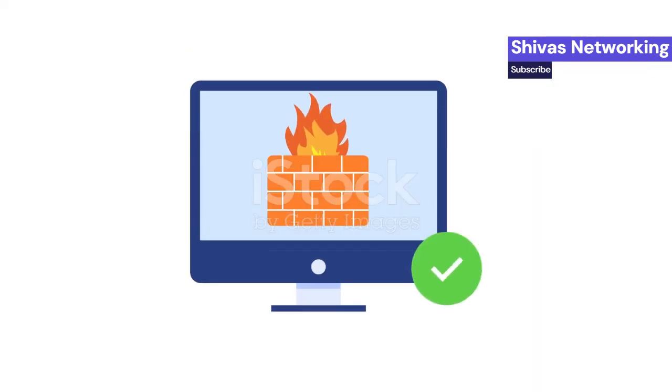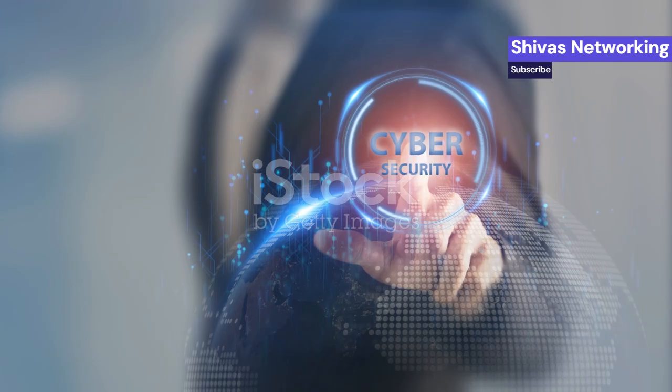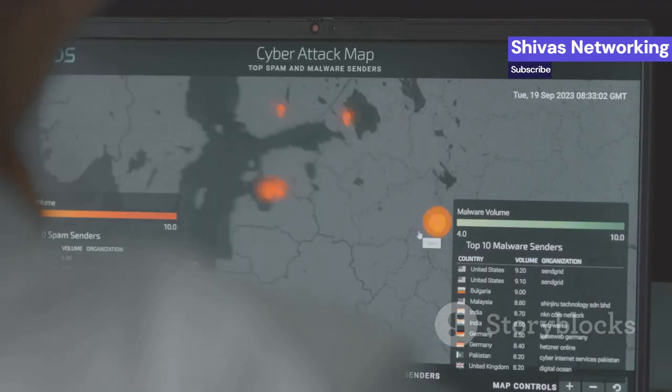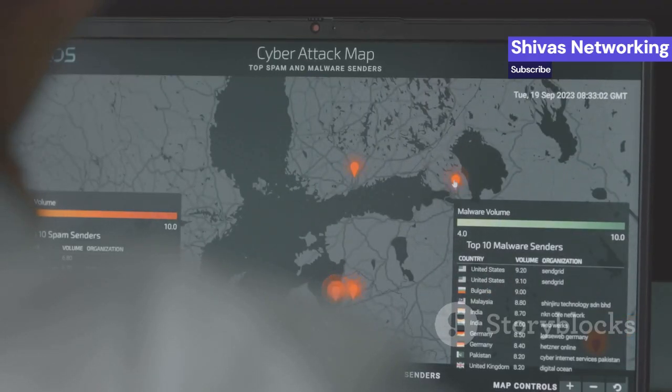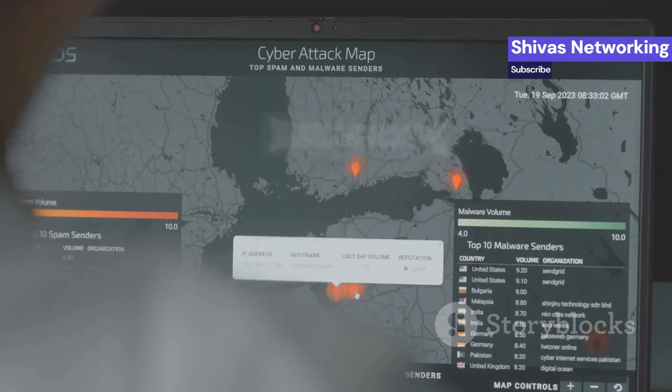Together, IDS and IPS can create a robust defense for your network. IDS will alert you to suspicious activities, while IPS will step in to block threats as they happen. This combination ensures your network is both monitored and protected. And that's the difference between IDS and IPS.